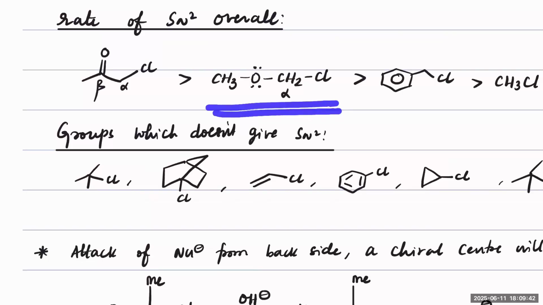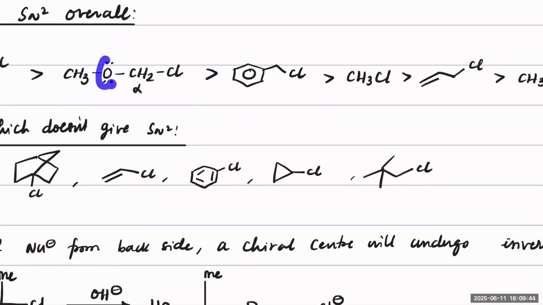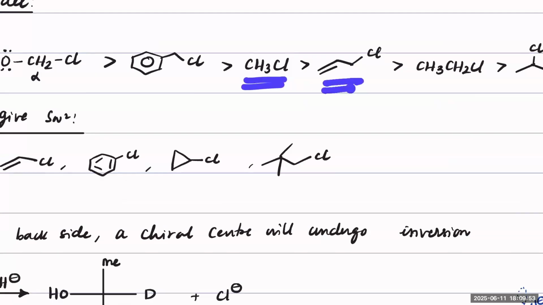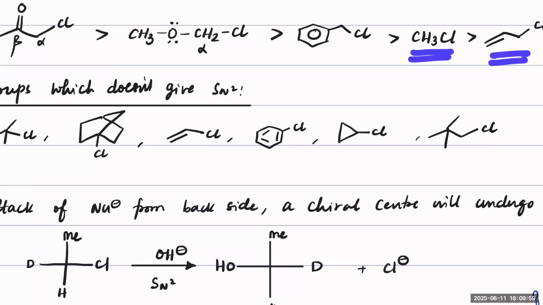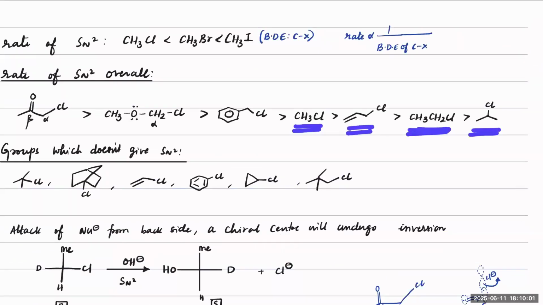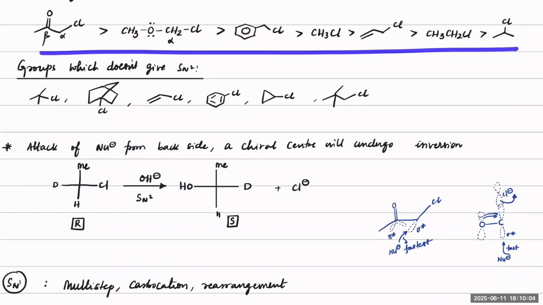After that, same logic. Instead of a lone pair, now you have a pi bond. So benzyl will always react faster. Then we have 1 degree allyl, then 1 degree ethyl, 2 degree, then 3 degree. Okay. So this is the rate of SN2. This is the rate of SN2. Clear, beta?